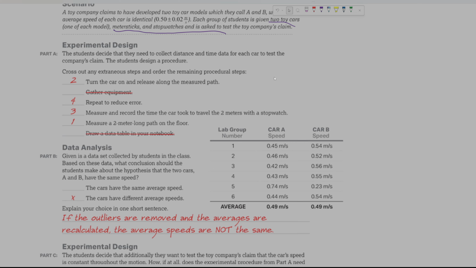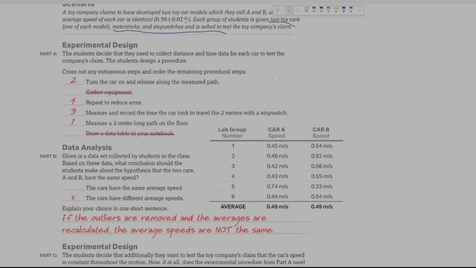You want to focus your steps on data gathering and then reducing error. So I've taught you one method. There's many ways to do this. So gather equipment is crossed off, and that's just because that's extraneous. It's obvious that you're going to have to gather the equipment. Please don't waste readers' time, experimenters' time by including the step to gather the equipment.